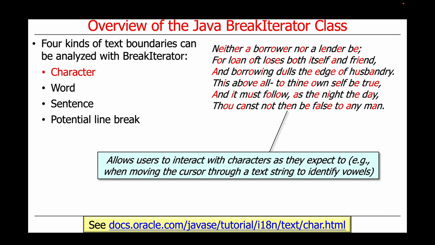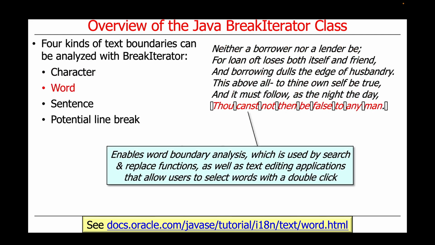We'll start with the character text boundary. BreakIterator allows users to interact with characters as they'd expect to. For example, when moving the cursor through a text string to identify vowels, shown by the vowels highlighted in red in the example on the top right of the slide. BreakIterator also enables word boundary analysis, which is commonly used by search and replace functions, as well as text editing applications that allow users to select words with a double click. You can see some examples of words identified using BreakIterator in the Hamlet quote above.